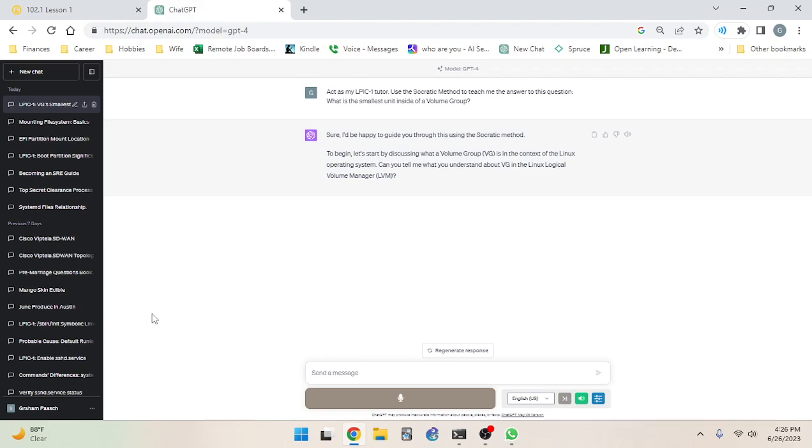So this is what I had translated to Shakespeare. So like, yes, from what I understand, a volume group in the Linux Logical Volume Manager, LVM, is like a virtual disk. Is that right?